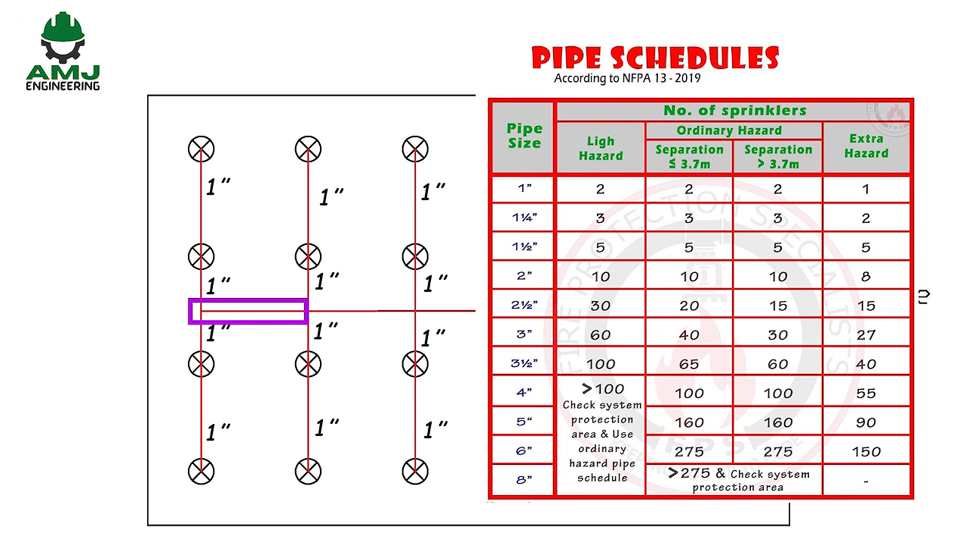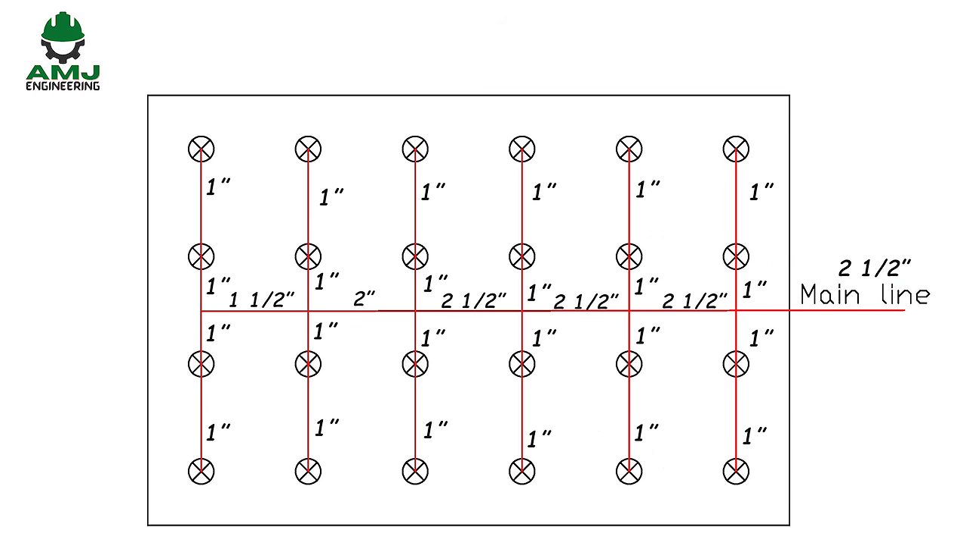For the main line, always start from the end. This portion is feeding 4 sprinkler heads, then its size should be 1.5 inches. This portion is feeding 8 sprinkler heads, then its size should be 2 inches. And all the rest are 2.5 inches because the number of sprinkler heads is more than 10 and less than 30. Now, what are the minimum water supply requirements for pipe schedule systems?